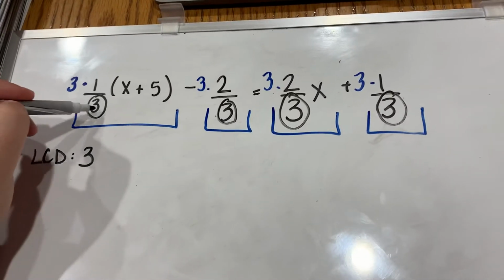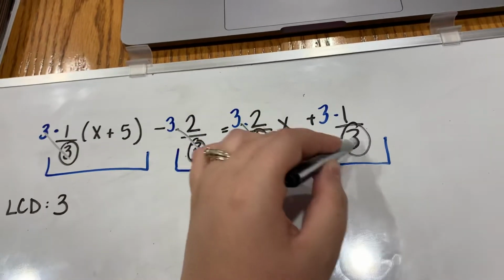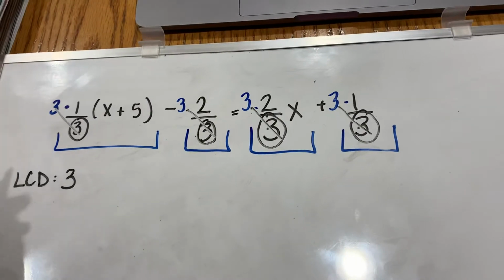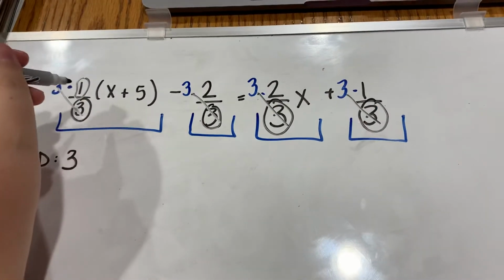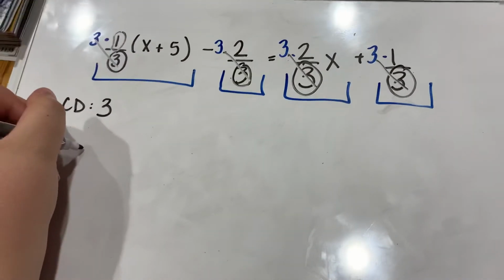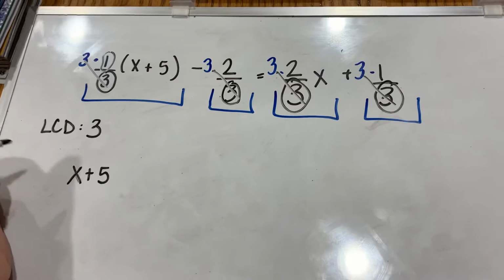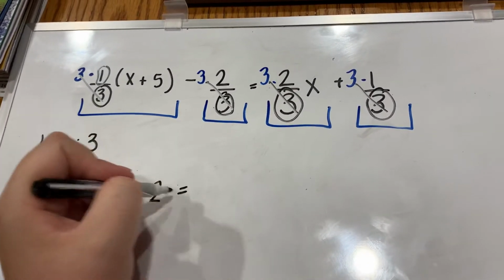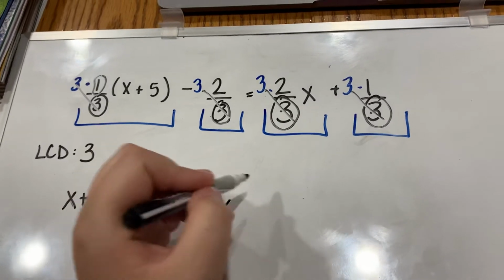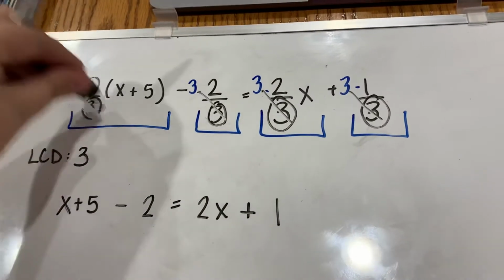Notice that here, my 3's will cancel. Same thing there, there, and there. Which leaves me with 1 times (x plus 5). When I multiply 1 times this, it's just going to stay as x plus 5. My 3's cancel, so it gives me minus 2 is equal to 2x plus 1, because again, my 3's canceled.